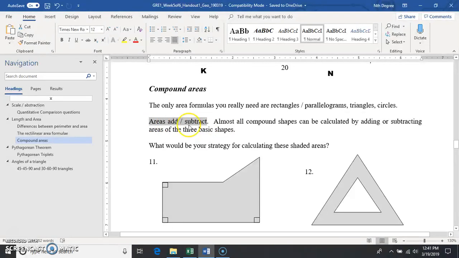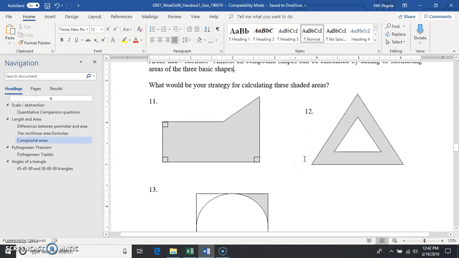Areas add and subtract. No matter how strange the shape is, almost all compound shapes can be calculated by adding or subtracting areas of the 3 basic shapes. So what would be your strategy for calculating these shaded areas? I'm not going to put numbers on this, but we're going to talk about visualizing it. This is a very bizarre pentagon, but I hope you can recognize that if you make a cut across this part, you're going to break it down into a rectangle and a right triangle. And then you just simply have to add those 2 areas together.